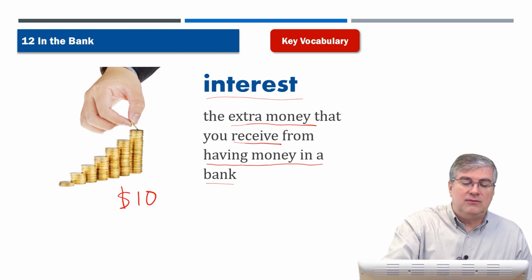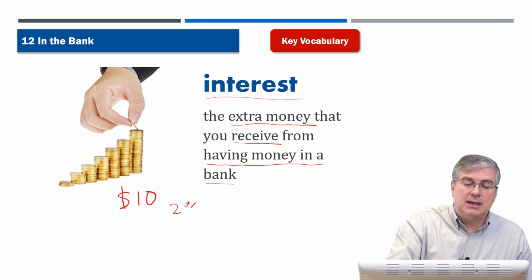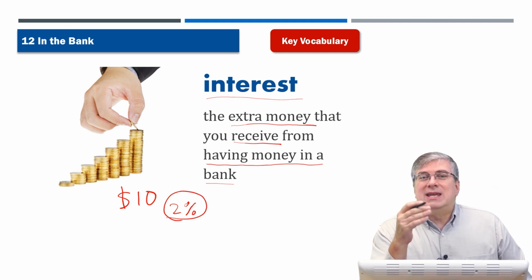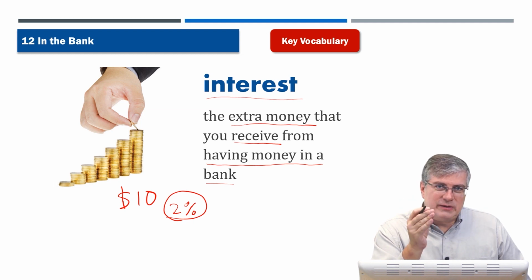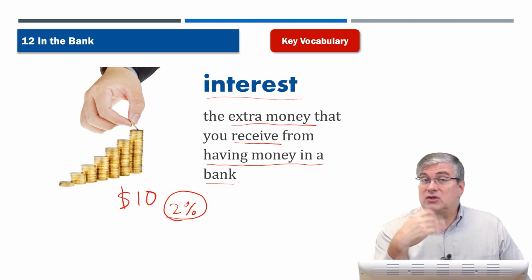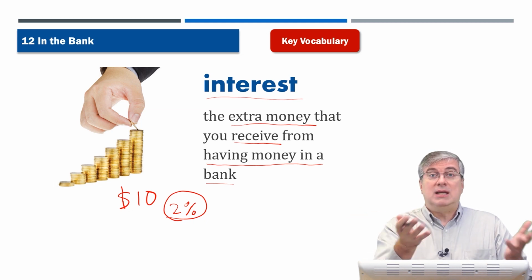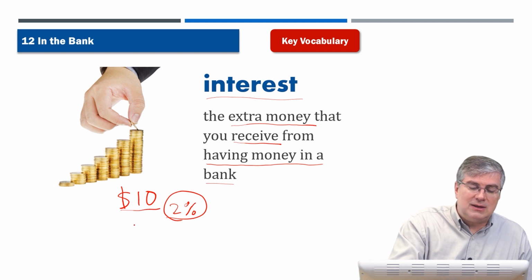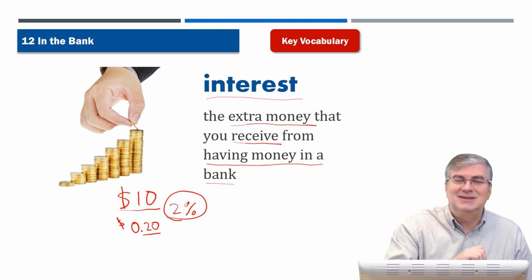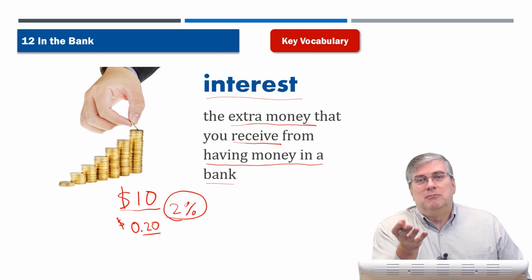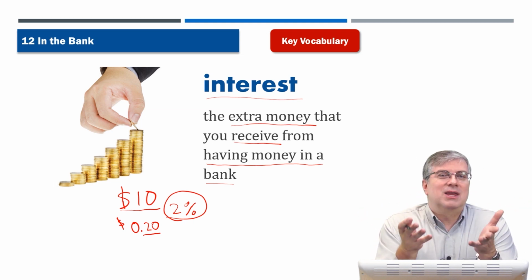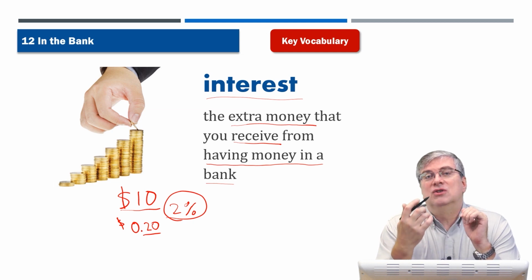Usually, maybe the bank will give you 2% interest. That means after 1 year, they will give you 2% of the money you have in the bank. They'll just give it to you, just for having your money in the bank. What is 2% of $10? Well, 2% of $10 is $0.20, right? That's 20 cents. It's not a lot of money, but it is some money, right? And it's free. You put it in the bank, you don't use it, and the bank gives you money.